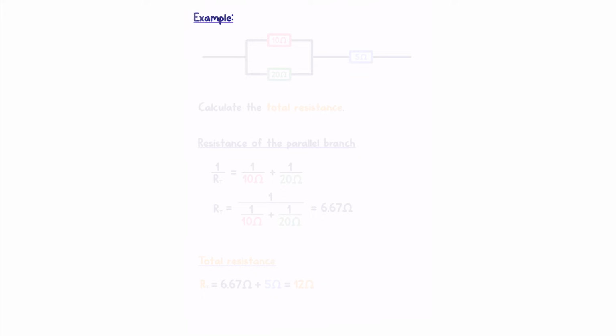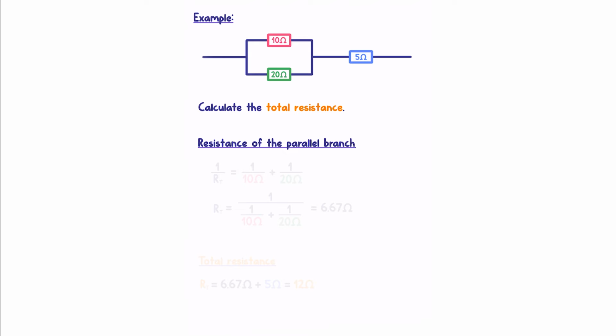Let's use this in an example. We have two resistors, one of 10 ohms and one of 20, connected together in parallel, which are then connected to a 5 ohm resistor in series. Calculate the total resistance. The first thing we need to do is calculate the resistance of the parallel branch, which is this thing here. To do that, we know that 1 over the equivalent resistance is the sum of the 1 over resistances. Solving that for our equivalent resistance by going 1 over both sides, or in other words, taking the inverse, gives us 6.67 ohms.